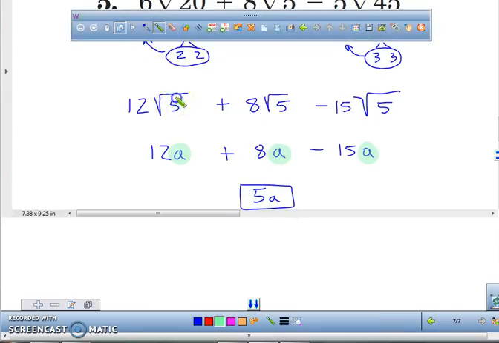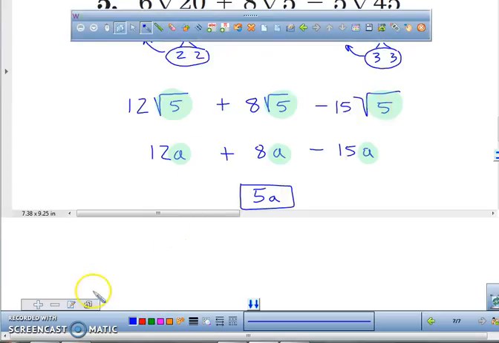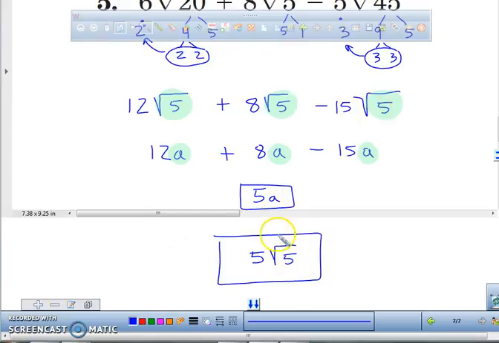Radicals work the exact same way. I can only add or subtract radicals that have the exact same number inside of the radical. So what is 12 radical 5 plus 8 radical 5 minus 15 radical 5? And this is your final answer, 5 radical 5.